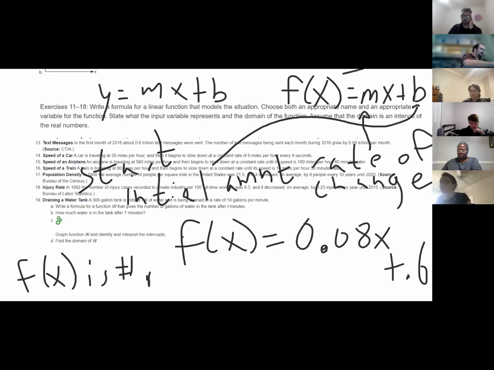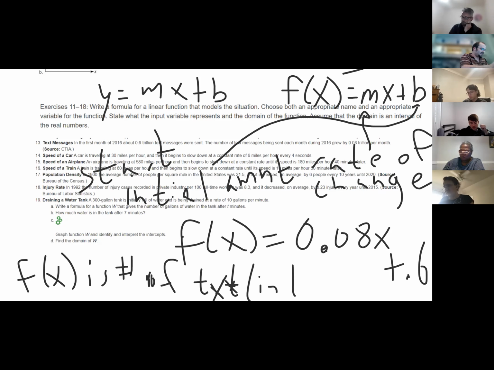And I said this was the number of texts. I should really say this is the number of text messages, and that this is in trillions, right? When I define my variables, I should really specify that that is the number of text messages in trillions. Unless you want to add those zeros to your equation, which I would not personally do. I would just tell them, hey, that's in trillions. It's a lot easier to put those two words on there.